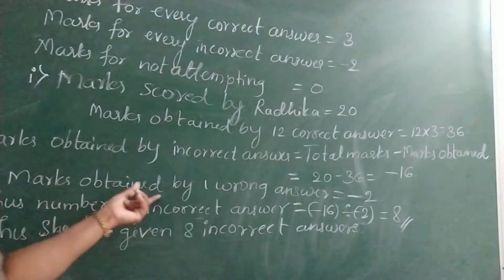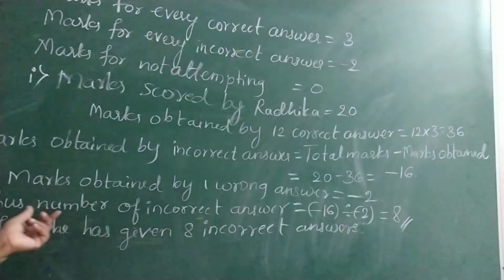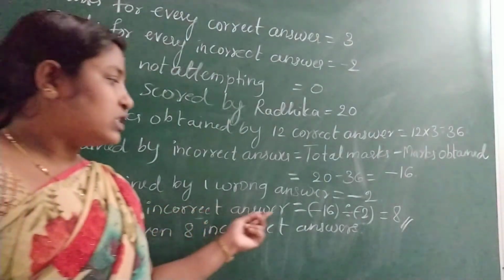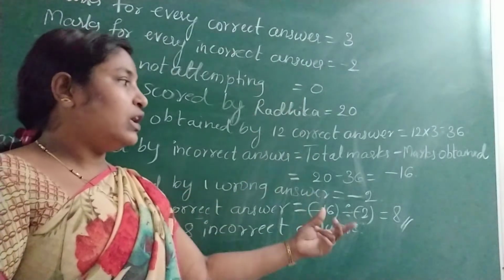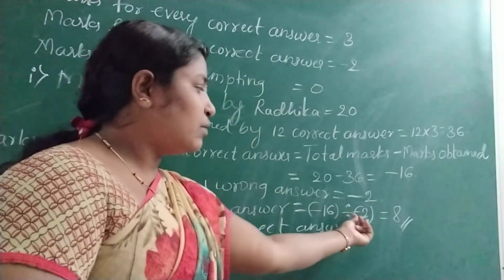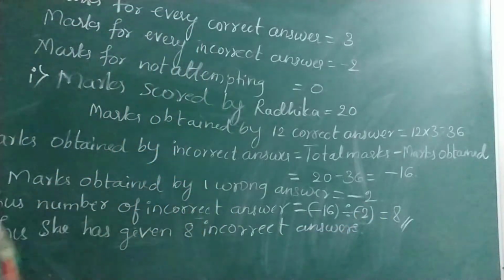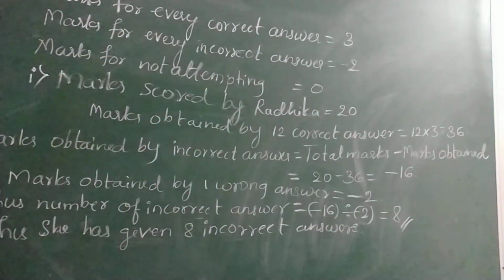Marks obtained for one wrong answer is equal to minus 2. So the number of incorrect answers is equal to the marks from incorrect answers divided by marks per wrong answer, minus 16 divided by minus 2 is equal to 8. Thus she has given 8 incorrect answers. This is the solution.